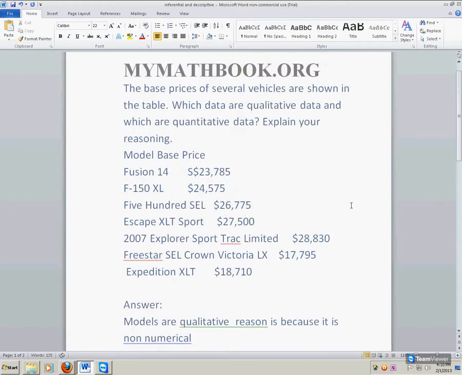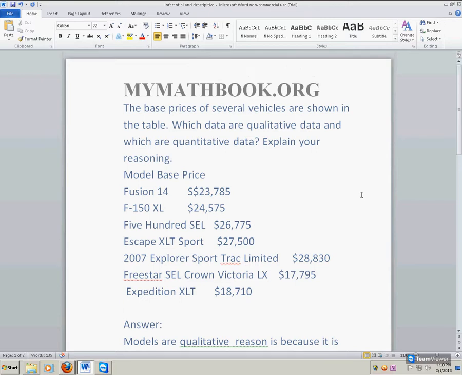That finishes our tutorial today on qualitative and quantitative data. In the next tutorials, we're going to take a look at the different concepts within statistics. I hope this tutorial went well.